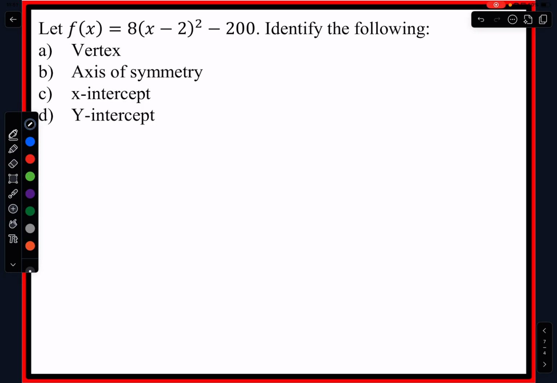Well, again, that's going to be the result of our horizontal and vertical shift. So x minus 2 means we're going to shift it to the right 2 units, and minus 200, we're going to move it down 200. So there's the vertex. So the answer for A, our vertex, is positive 2, negative 200.